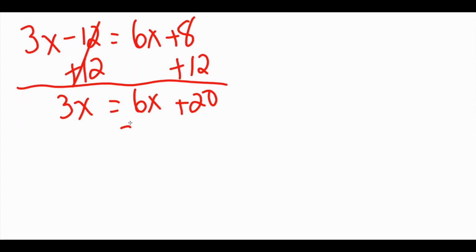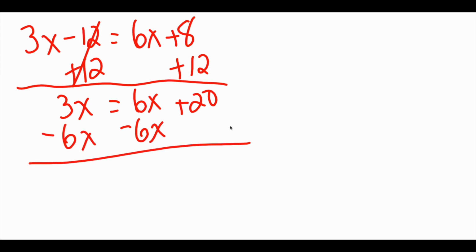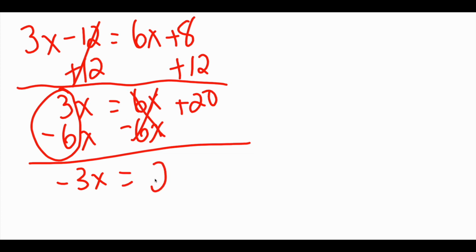And now I'm going to move my x term to the left. 3x minus 6x is a negative 3x. Remember, when you're doing that, you just combine these numbers out front, and the x just comes down. Right-hand side, these are gone. We're just left with a 20. Last thing we need to do is divide both sides by negative 3 to get that x by itself.